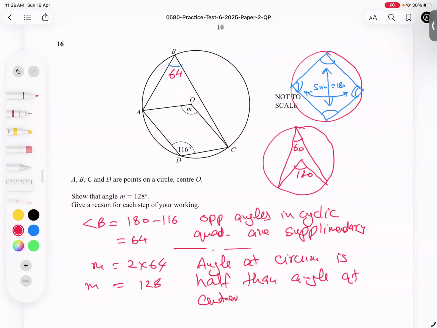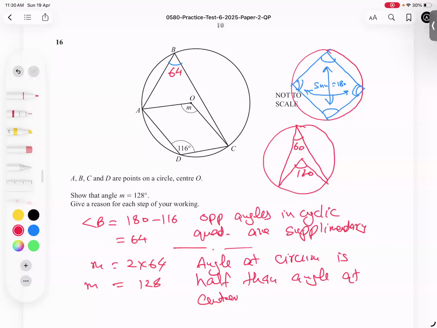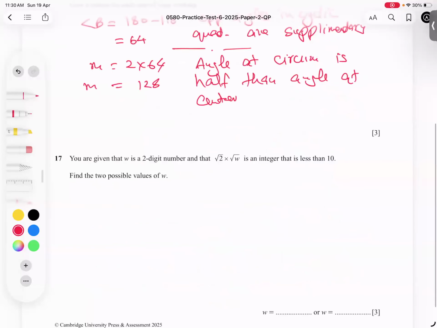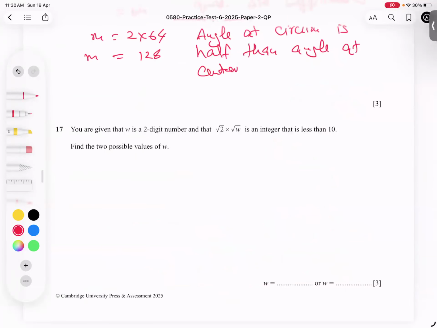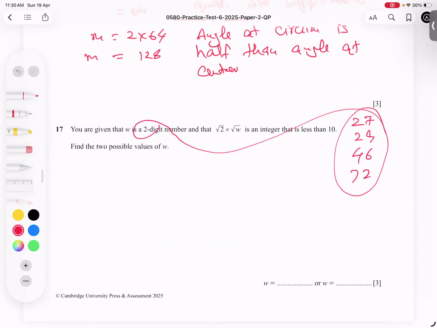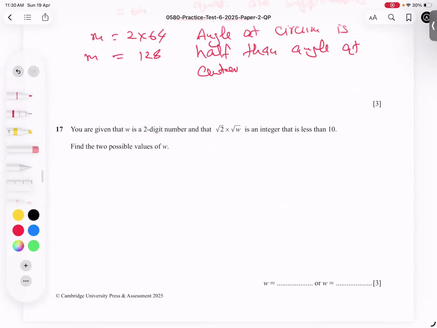Let's go for the next one, number 7. Question number 17, student, we have given that W is a two-digit number. So this W inside is a two-digit number. Two-digit number means, for example, 3 is a one-digit number. No, we have to take two digits. For example, 27, 29, 46, 72. These are all called two-digit numbers. So we understood that W is 100% a two-digit number.